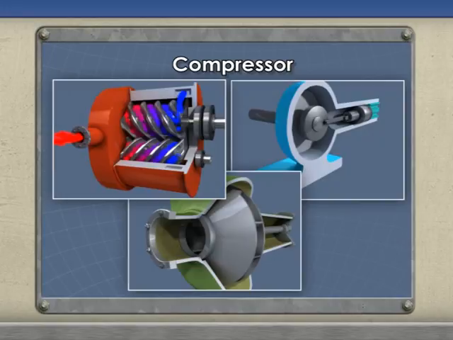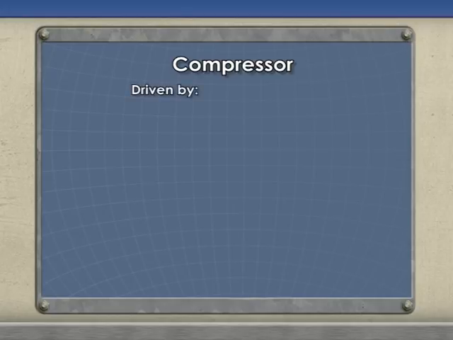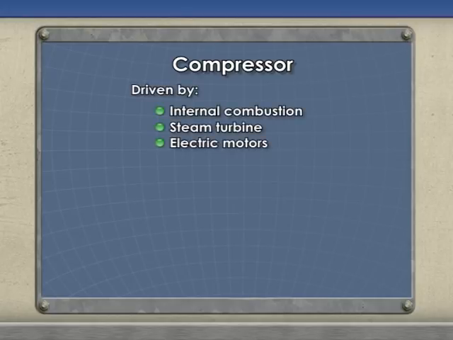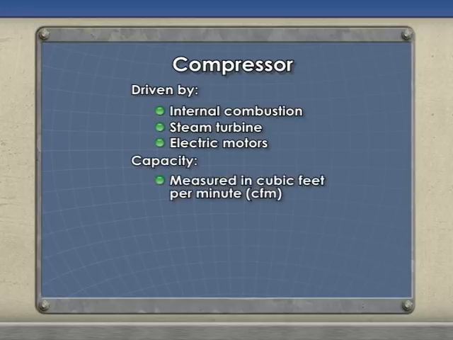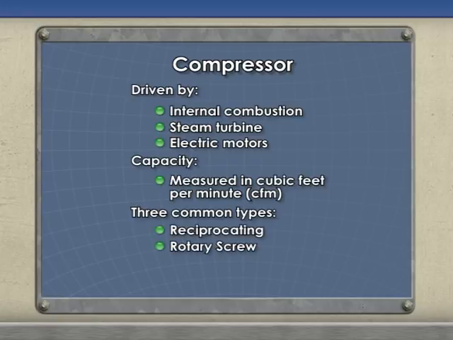The requirements of a given system determine the optimum type and capacity of compressor. Compressors are driven by either internal combustion, steam turbine, or electric induction motors. Their capacity is measured in cubic feet per minute, or CFM, at a given discharge pressure. The three most common types of air compressors include reciprocating, rotary screw, and centrifugal units.